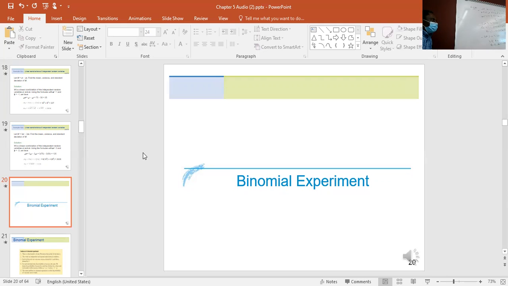So we have covered distributions. We know what a probability distribution is, how to find a mean, the variance, and standard deviation. We also know how to combine random variables, linear transformations, and linear combinations. We want to look into a special type of probability distribution, which is called the binomial distribution.